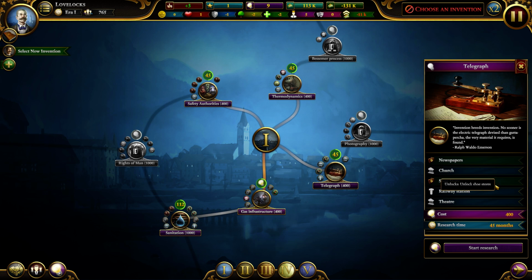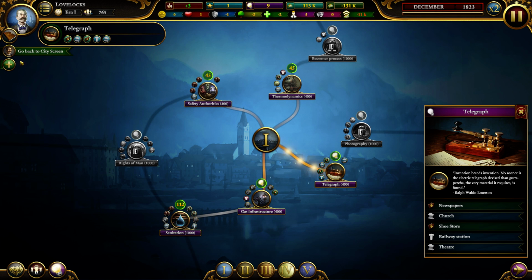Telegraph gives us that shoe store. You know what? Let's just do that. I really want shoe stores. I think it's so funny that that's something in this game. Unlocks shoe stores. We need those shoe stores, guys.